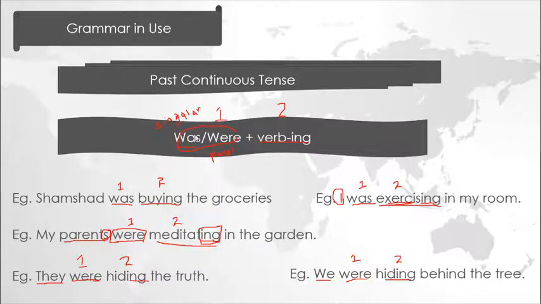So students, you must know that in past continuous tense, we use a past element, the first element which indicates the past tense, was or were, and then we use verb with ing to show the continuity. I hope you've gotten this.